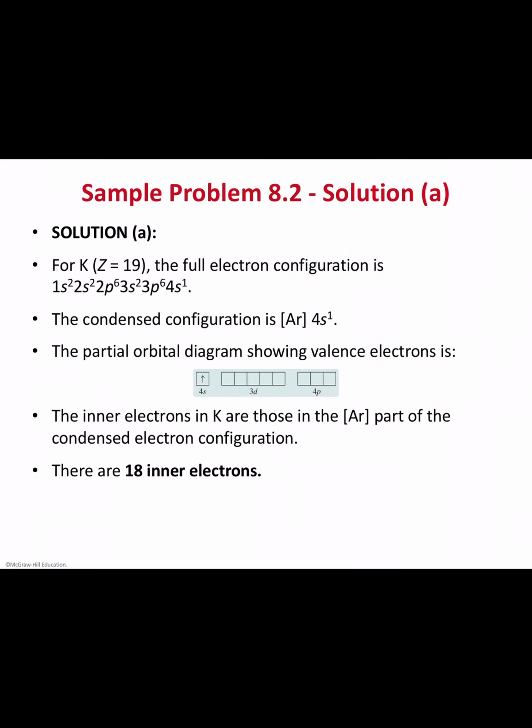So here's the solution. This is the electron configuration that we all did together. Condensed electron configuration argon 4s1, and then the partial orbital diagram showing valence electrons. Only 4s has 1 electron. After 4s we have 3d and 4p, but we don't have anything in 3d and 4p. Inner electrons in potassium are those in the argon part of the condensed electron configuration. So there are 18 inner electrons.